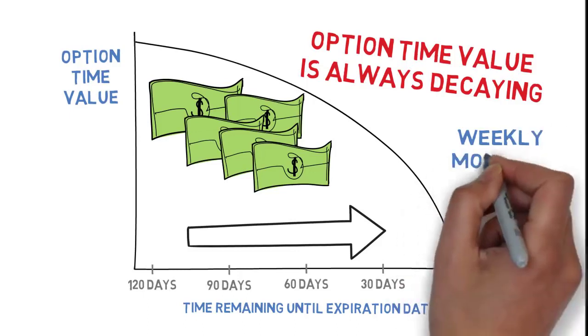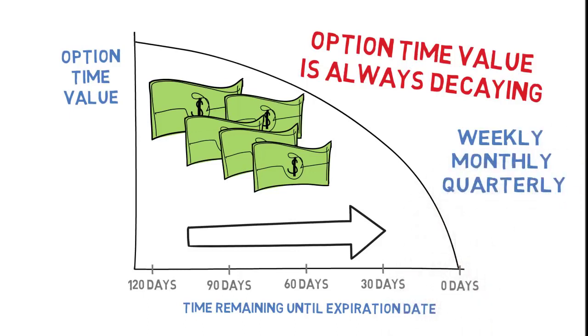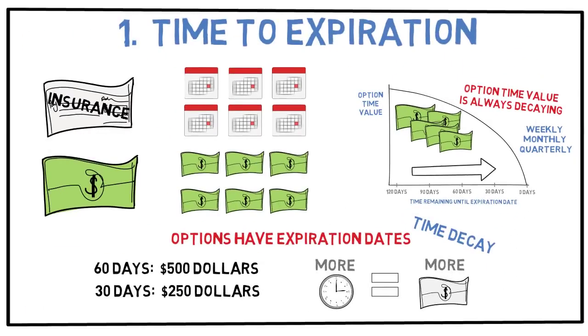Most stocks have options with weekly, monthly, and quarterly expirations, and you can choose whatever expiration you want to trade in. And in some of my other videos, I talk about the best expiration that provides the lowest risk and the highest returns, so be sure to check those out.